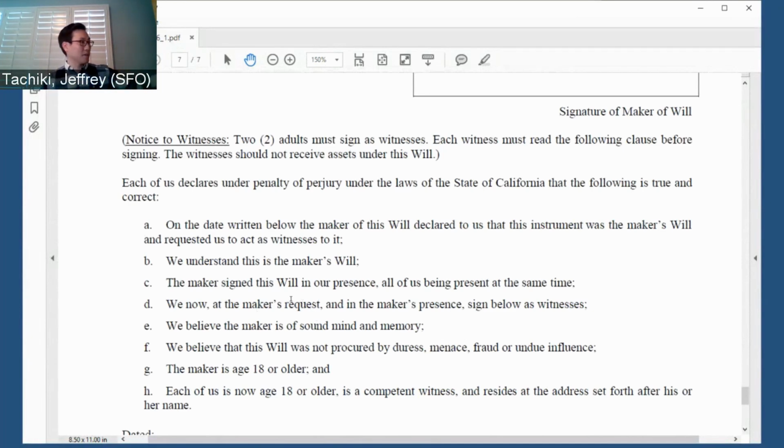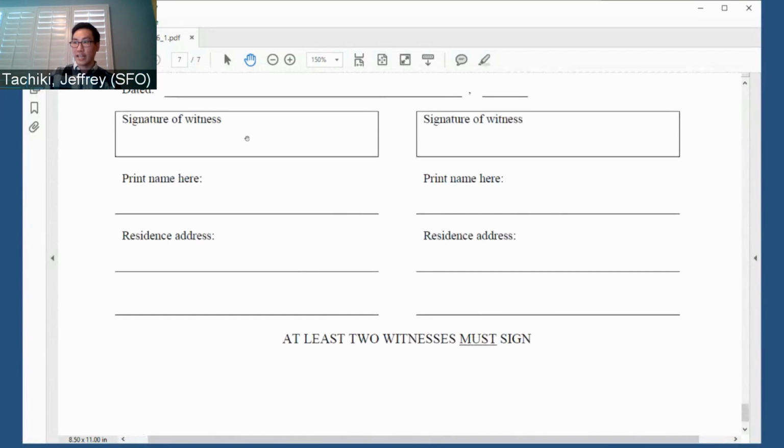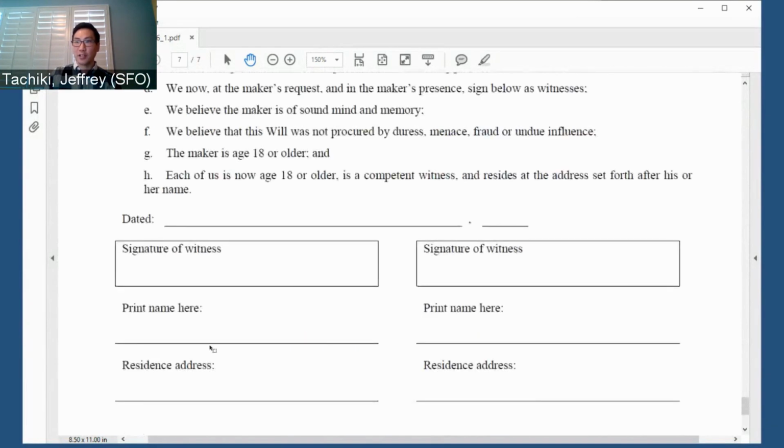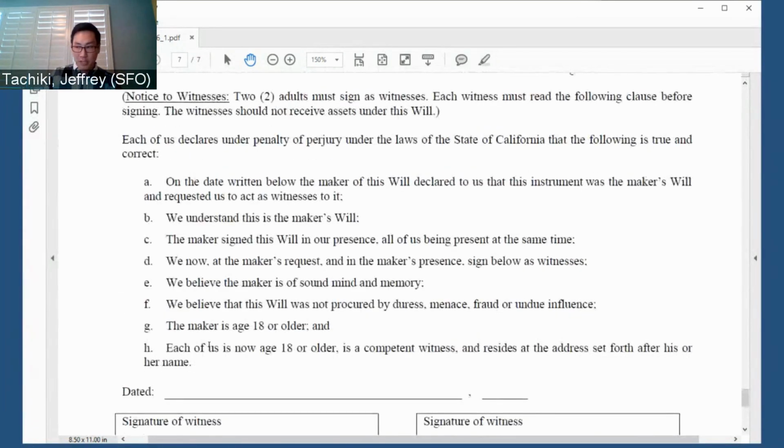You sign your name, you can then step away, they can walk over, sign their name. Down below there, they need to date, sign, print their name, and put their address below that, right? And your will is now complete, all right?